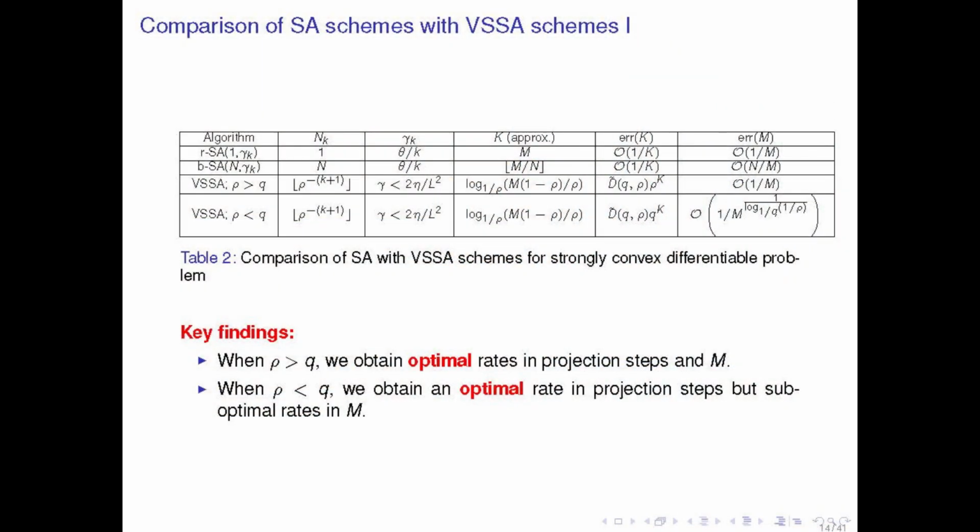If I use standard stochastic approximation, I take 1 sample at each point. Let's assume that I use a diminishing step length. I end up with m projection problems or m optimization problems, and I get a rate of 1 upon k in projection steps and 1 upon m in terms of statistical accuracy. And remember, in the first row, m is equal to k. Let's take our scheme, where rho is greater than q.